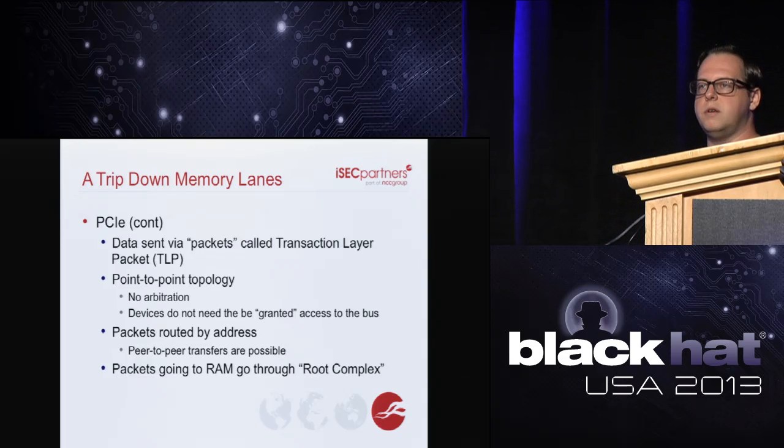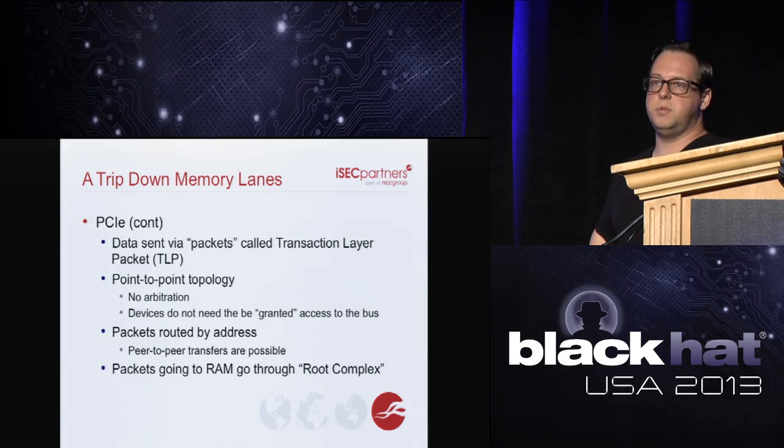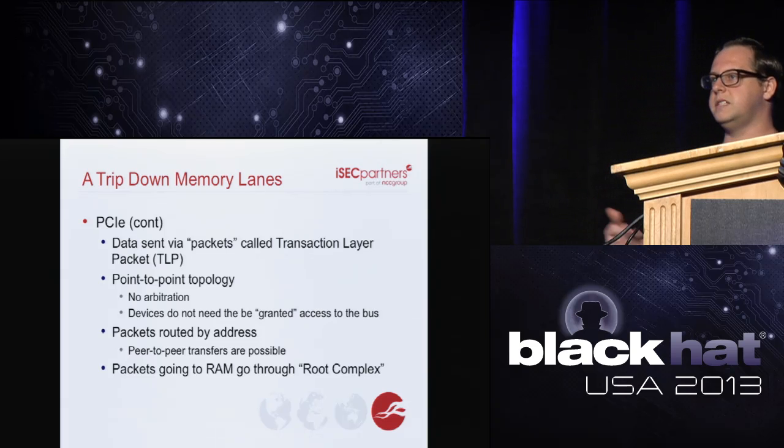And packets are routed by address. This is sounding a lot like TCP/IP, but this is a memory address. So what will happen is packets will travel through the PCI Express fabric, and based on their address, they will get routed to the correct device. Peer-to-peer communication is also possible because of this. We give an address of the device that we want to talk to, and it'll travel through and get to it. Any memory addresses that are RAM-based are going through the root complex.